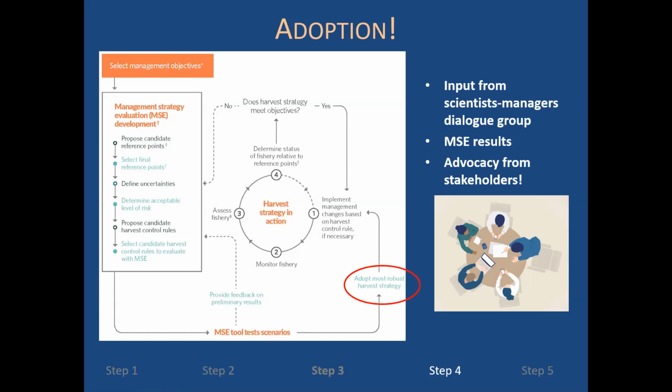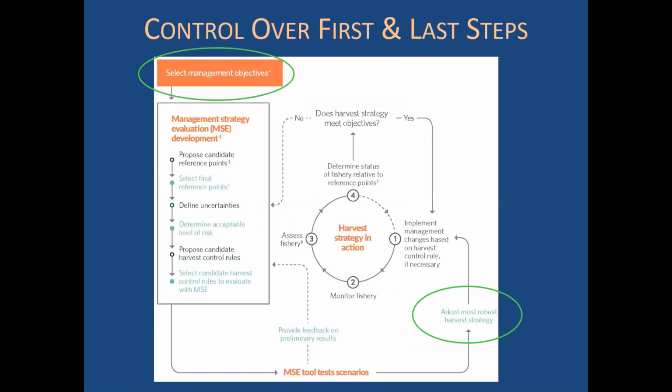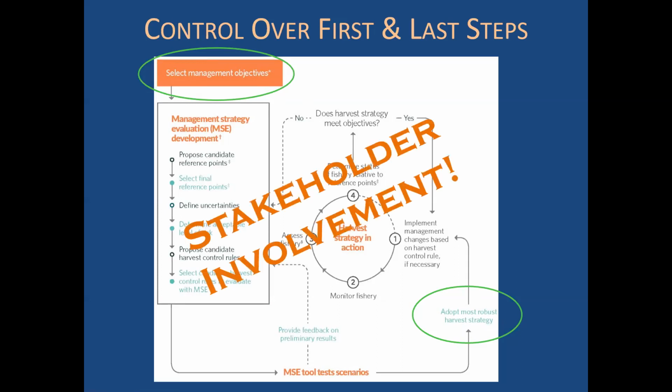And so importantly, even though MSE is fundamentally a scientific process, it does include the participation of managers and stakeholders throughout, like I'd mentioned, and importantly, the managers have control over both the first step of selecting management objectives. It's the managers that will set those management objectives, and it's also the managers who will adopt the actual harvest strategy. And importantly, throughout the process, stakeholders can be involved. They can advise the managers on what the objectives should be. They can participate throughout the scientific process, and they can also, of course, advise the managers on adoption.